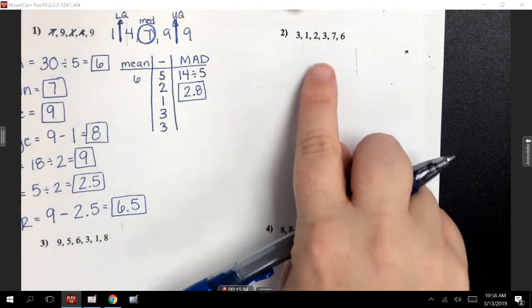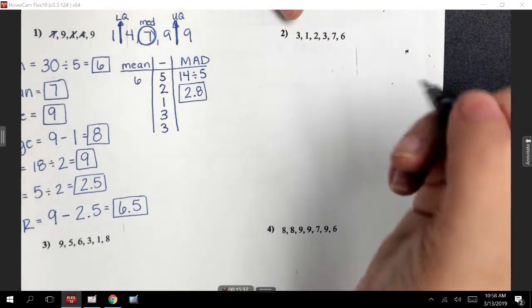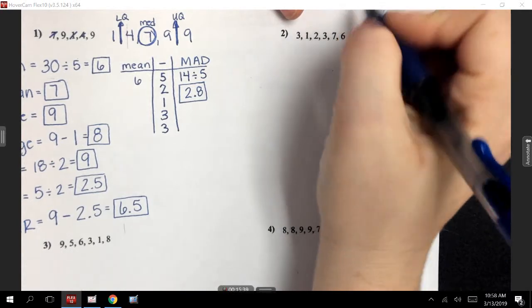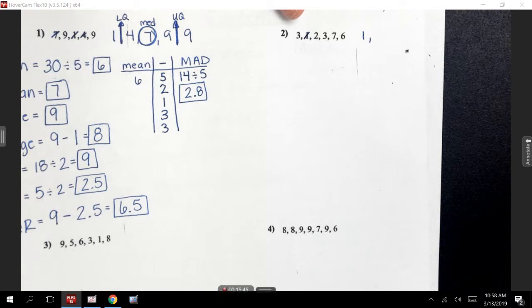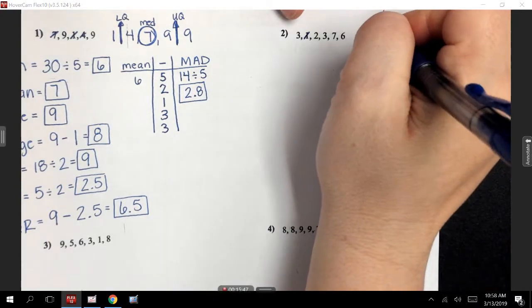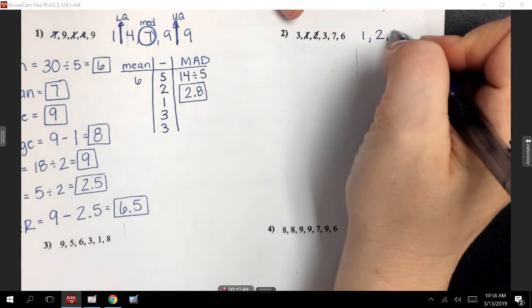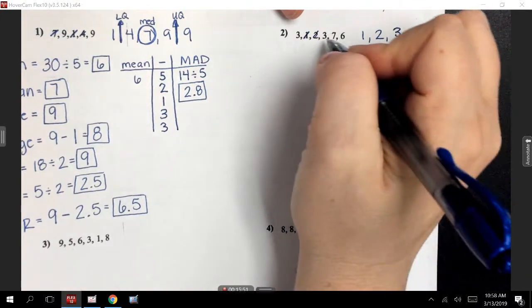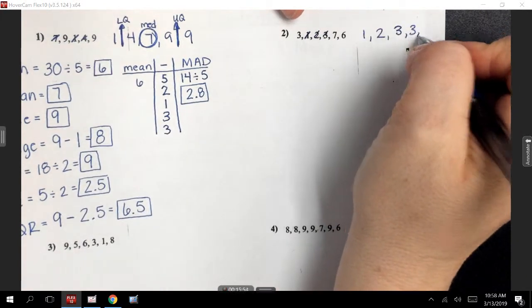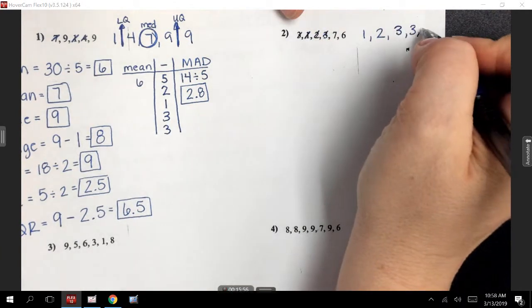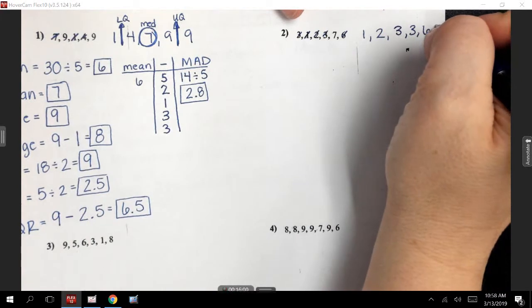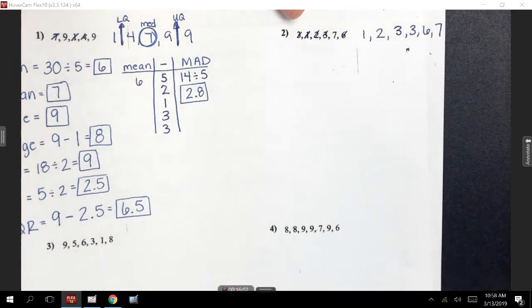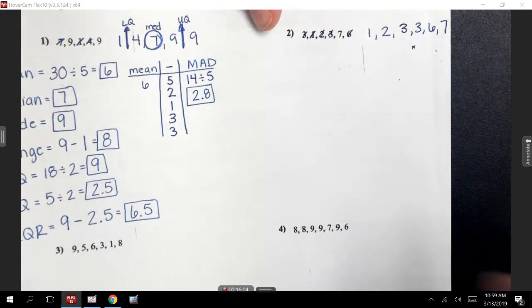Least to greatest. So let's put them in order. So what's going to come first on number 2? 1. All right, hold on. So I got 1. What comes next, Gabby? 2. Next, Alana? 3. Next, Hunter? 3. Next, Devon? 6. And next, Zach? 7. Okay, so I've got them in order now. Now let's start doing some math.